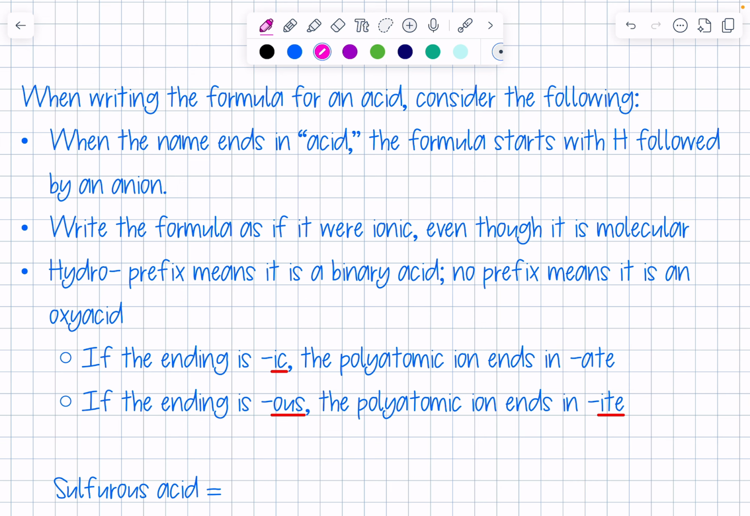And then when we are going from name to formula, keep in mind that whenever we have something that the name ends in acid, there's always going to be a formula starting with an H, and we'll have some sort of anion in it, right? You're always going to write the formula as if it was ionic, even though these are technically molecular, because they have all nonmetals. We're not looking at prefixes for numbers like we would with naming some sort of molecular compound. We are doing it based on charges and things. That's what I mean here.